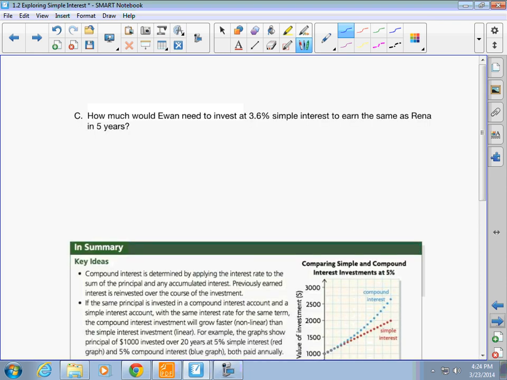So the C part asks, how much would he need to invest at a simple interest rate to have the same amount as Rena did in 5 years? So we're looking at future value. We're trying to find out how much you need to invest. We need to find the principal to have the same future value as Rena, if they invested for the same amount of time. So remember your future value formula: A is equal to P plus PRT, or A is equal to P times 1 plus RT.